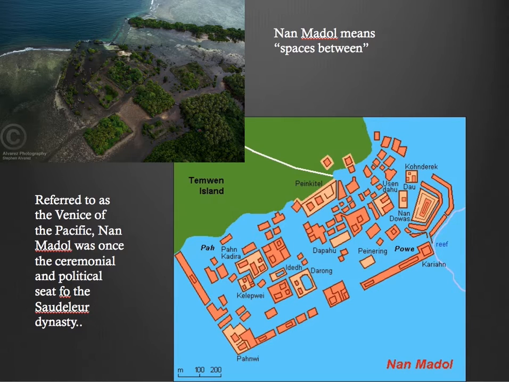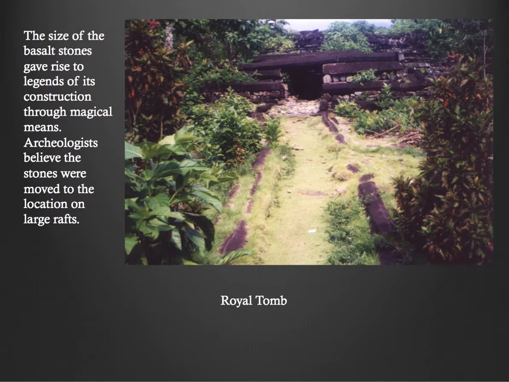Nan Madol literally means the spaces between, and here you can see a map and an aerial view of this place. And again, each of these specific little islands and locations were designated places for people based on their social status. Okay, these large stones were floated here on rafts, and this is actually the royal tomb.